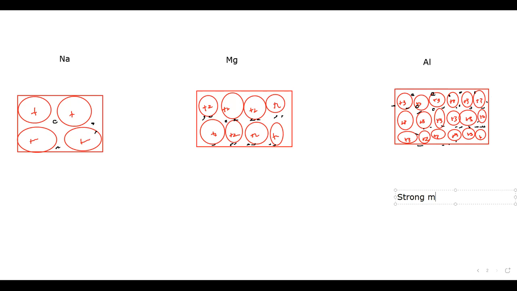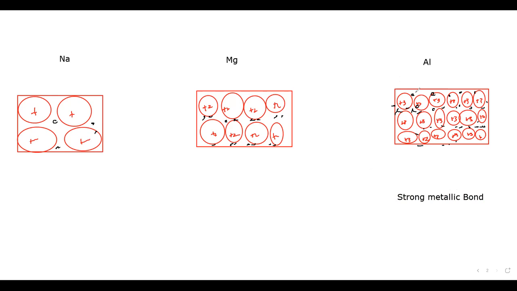And what is the reason why aluminium has a stronger metallic bond than magnesium and sodium? Number one, the size of the positive ion is smaller. Number two, there are more electrons per unit volume, so more electrons means a greater attraction between the positive ions and the electrons. And number three, the size is smaller, so the attraction is also stronger.